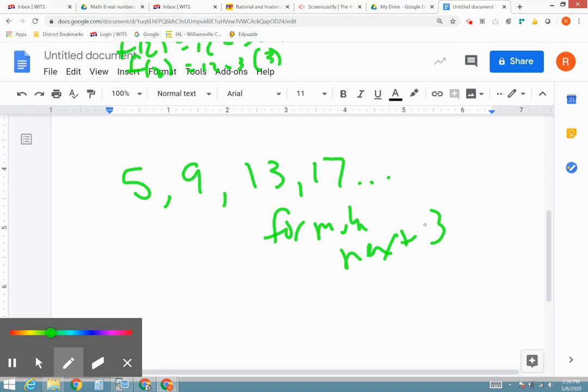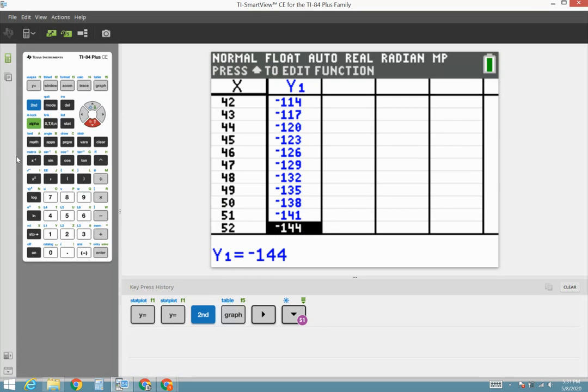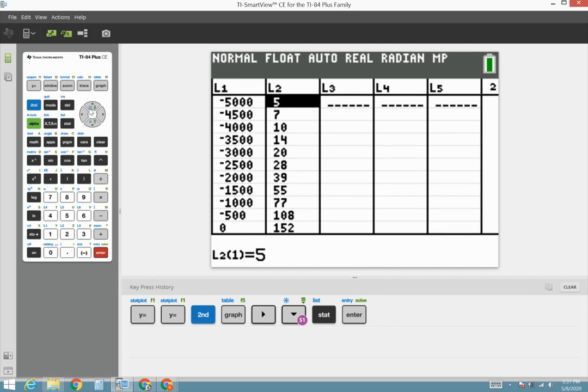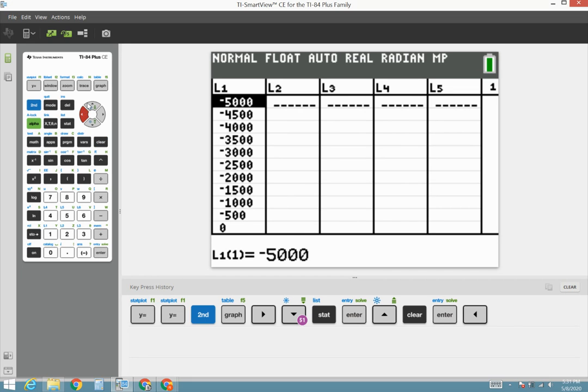Okay, so I have a couple options. I can first figure out if it's geometric or arithmetic. It happens to be arithmetic, but even if I didn't know that, there's still a way around that. So let me show you what we would do. We go back to our calculators, go into stat, go into edit, and I'm going to clear out what is in these lists.